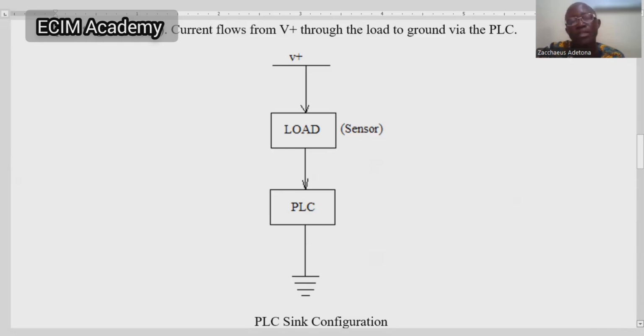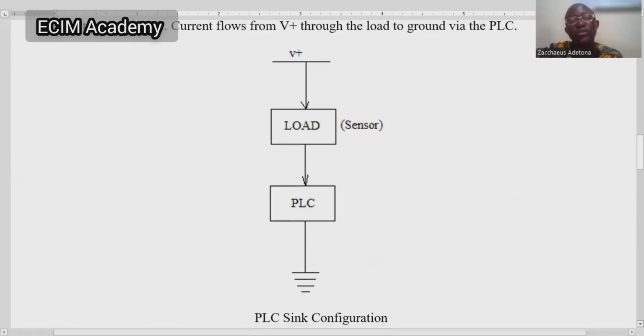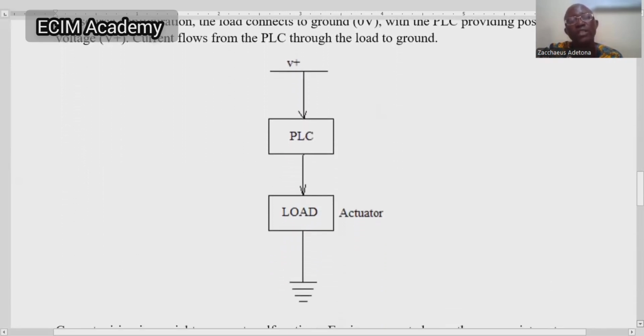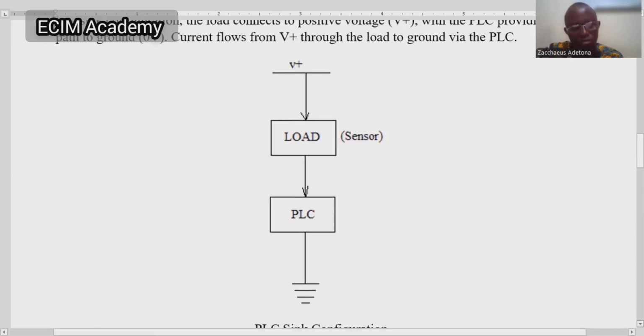So this is a sink operation, PLC. And the next one is the source operation, whereby the PLC is connected to the power supply and is supplying current to a load, which is eventually connected to the ground. So we have the source operation, PLC wiring source operation. That is how to describe it.